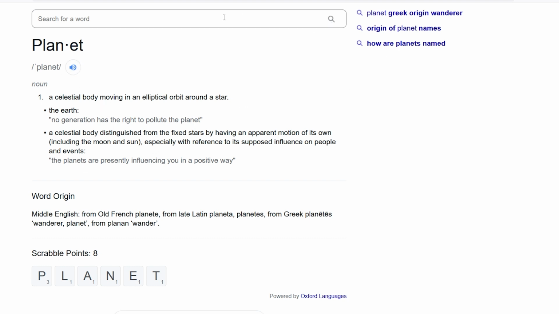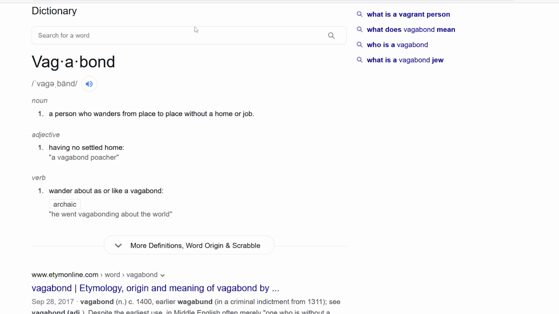Planet means wander. That's crazy. And look, he said he was a vagabond. Look what a vagabond is. Wander. A person who wanders from place to place without a home or job. Vagabond. That's us.